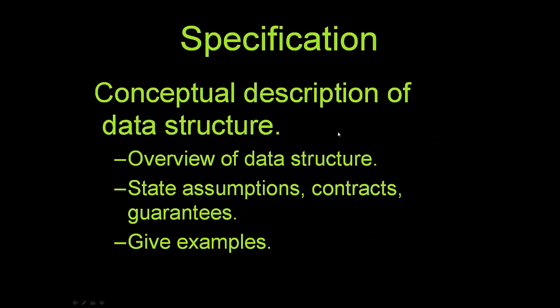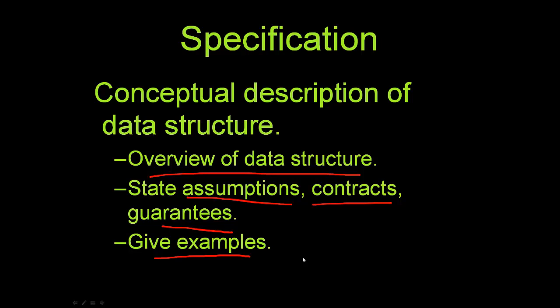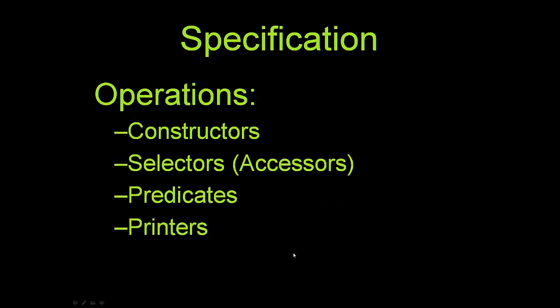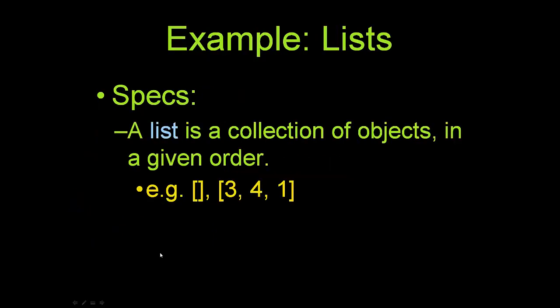Now, the specification describes the data structure, so it gives an overview, and must state the assumptions, the contracts, basically the different aspects that the data structure must actually comply with, and some guarantees. And typically, you also give some examples in the specification. There are 4 different types of operations, as you know. These are the 4 types. Let's look at an example.